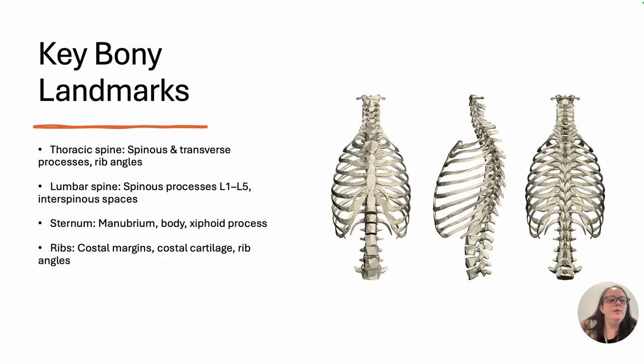So for those that were here yesterday, we went over the bones of the spine and thorax. You guys are going to need to be familiar with the thoracic spine, the lumbar spine, and, it's not on here, the cervical spine. You need to know the anatomy of the sternum and the ribs. Now remember, there's 7 true ribs, 8, 9, 10 false, the last 2 floating.